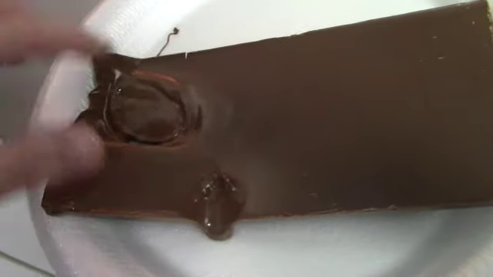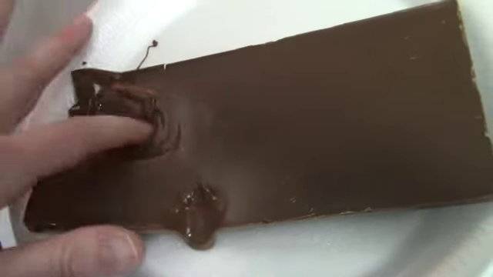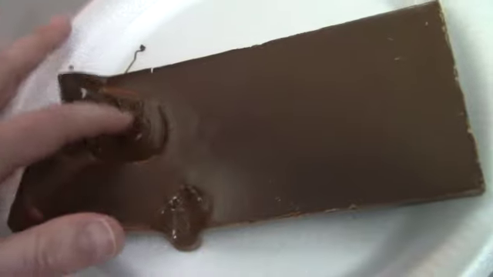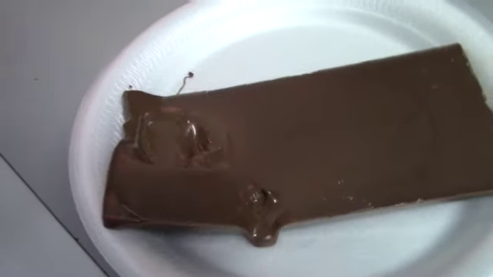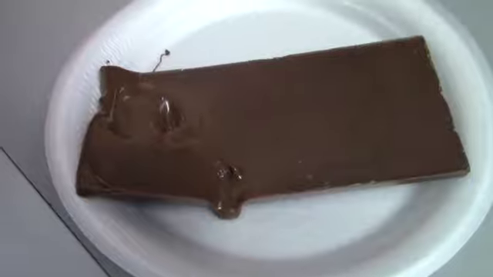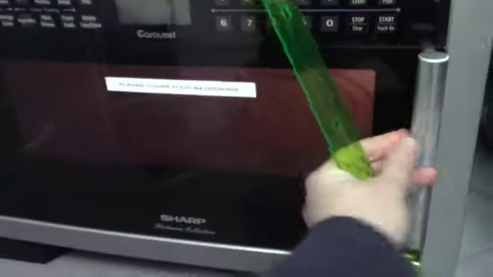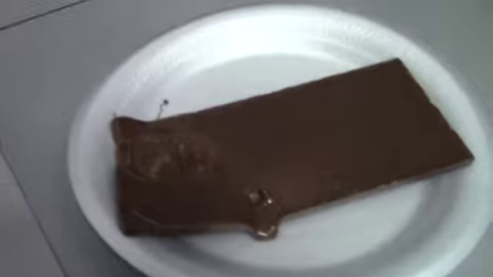You can see there are two hot spots on the chocolate bar. We're going to measure the distance of these two spots, and that's going to help determine the wavelengths of the microwave that the oven produces. Now I'm going to grab my ruler and I'm going to measure the distance between these two spots, and I'm going to do that in centimeters.